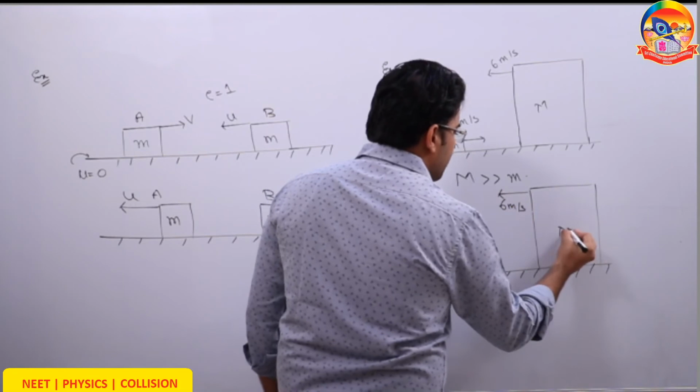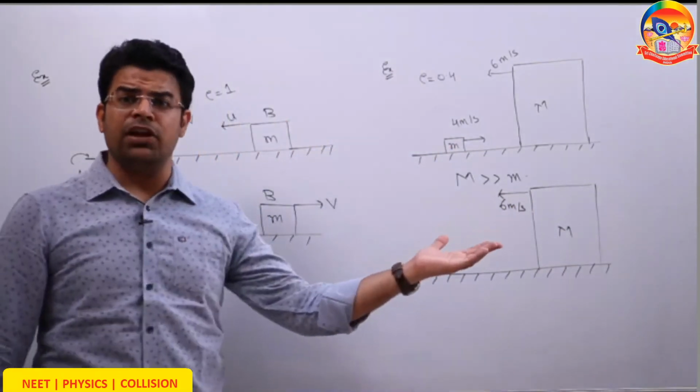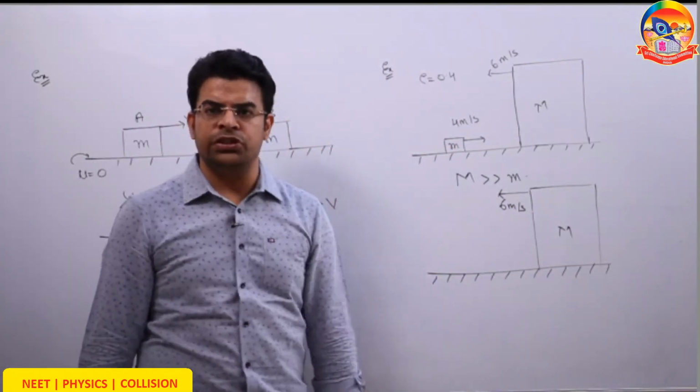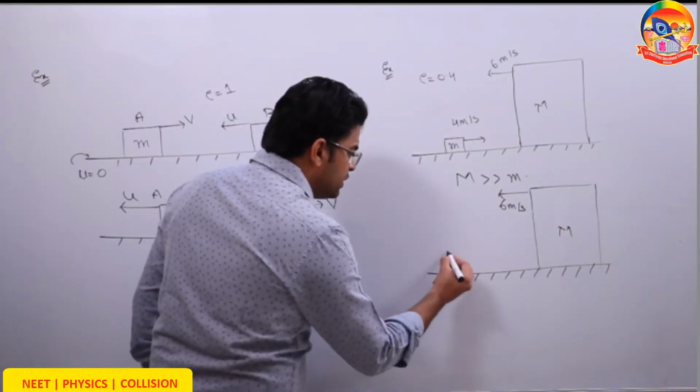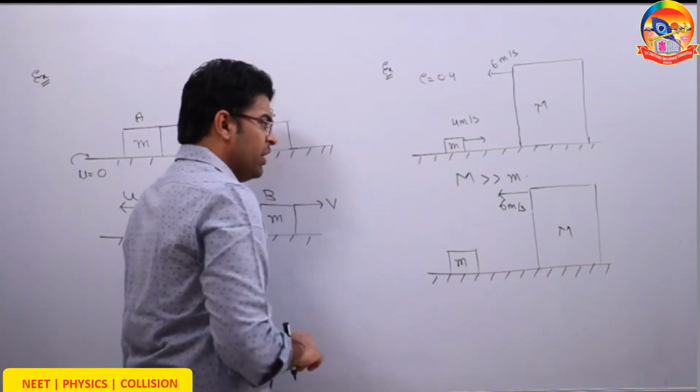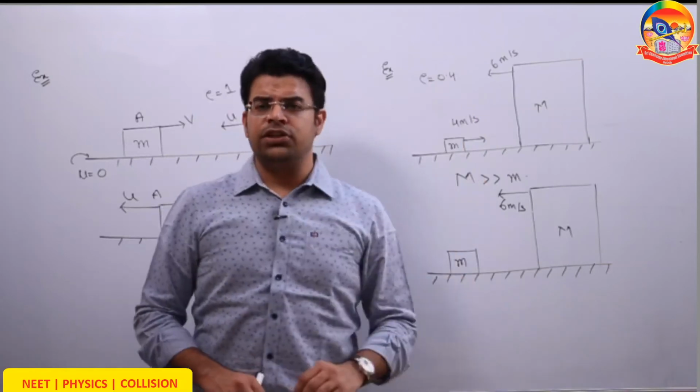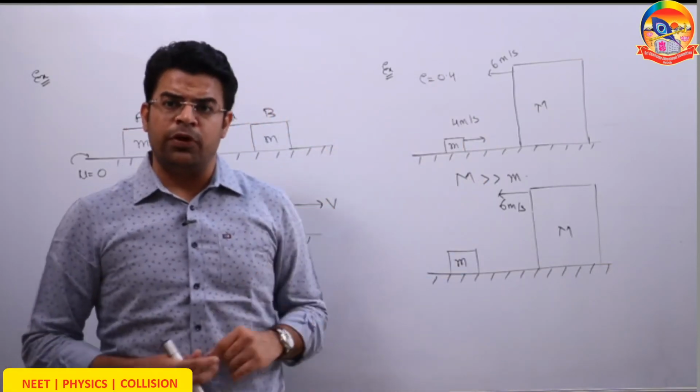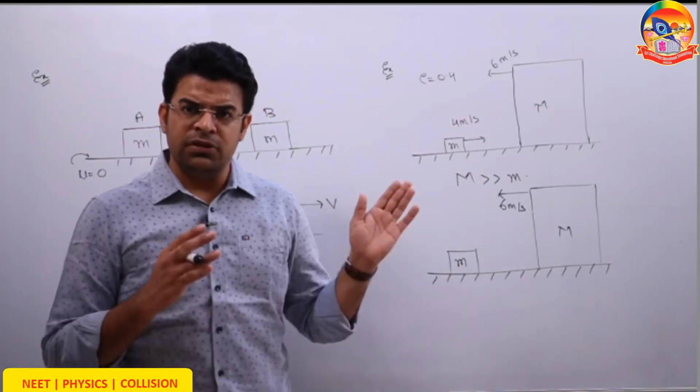So what is the velocity of much heavier mass after the collision? Same as before the collision. Now what is the velocity of this smaller mass? How to find it? They have given us that the coefficient of restitution for this particular collision is 0.4. Then how to find the velocity of lighter mass?